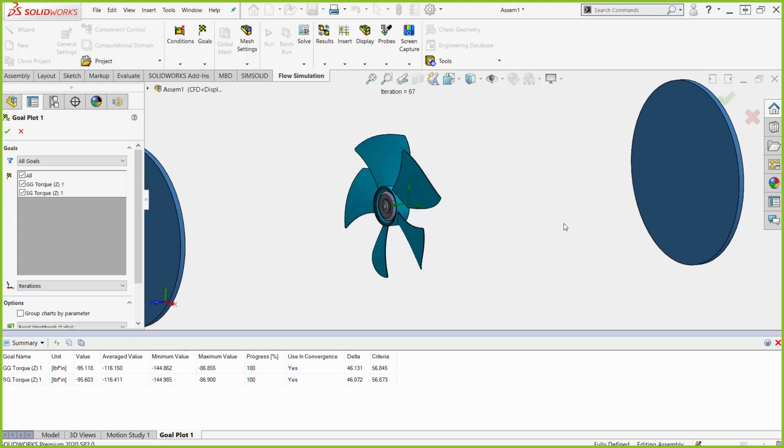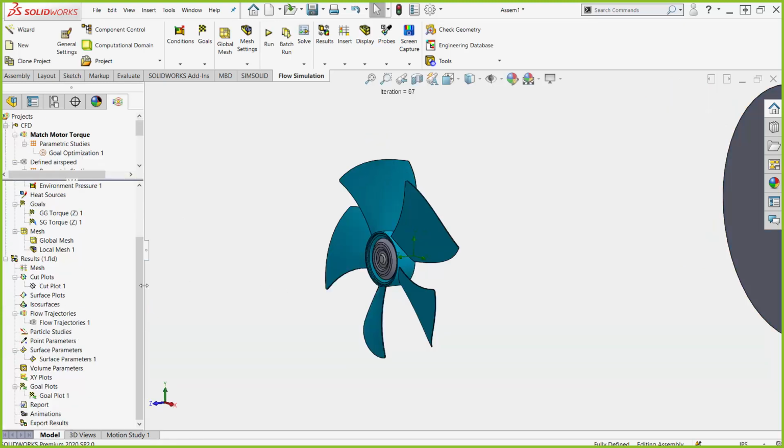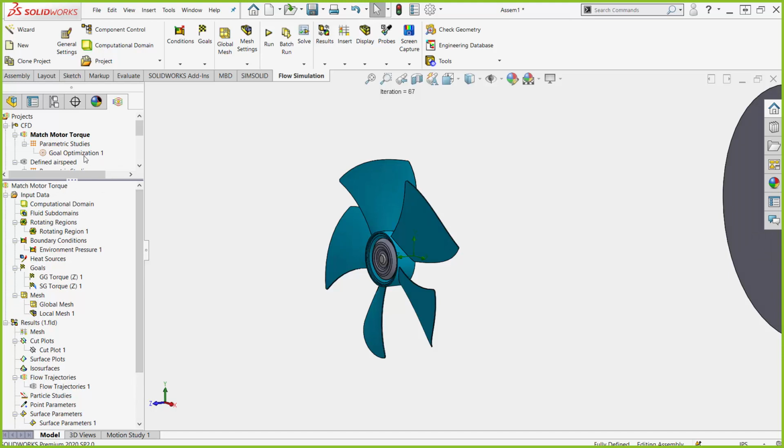Okay, well, my motor wasn't 95 inch-pounds, it was acting at 40 inch-pounds, so I guess I have to start guessing on RPM until this number matches. Now, when I say guessing at RPM, you don't have to do that manually. That's where we get into this idea of optimization studies.